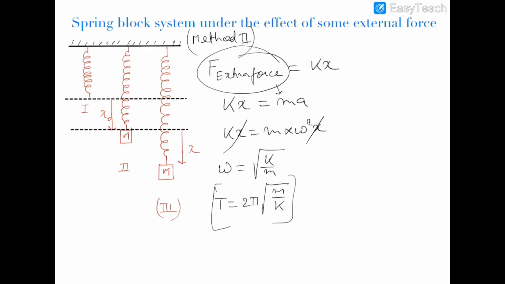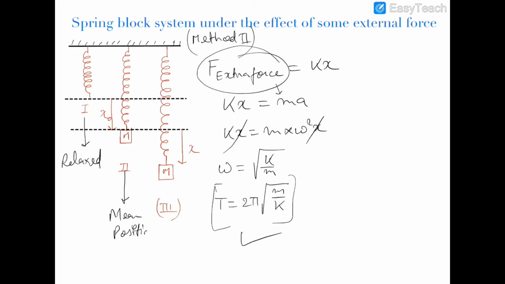Now if we evaluate the scenario in which mg is continuously acting on the block m in the downward direction, then the time period will remain the same, and the difference which will occur in this case is that in the first case the spring was relaxed at the mean position. But in this case, that was not the mean position of the SHM. In fact, this is the mean position.